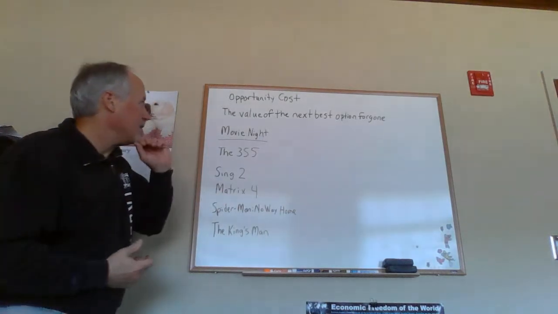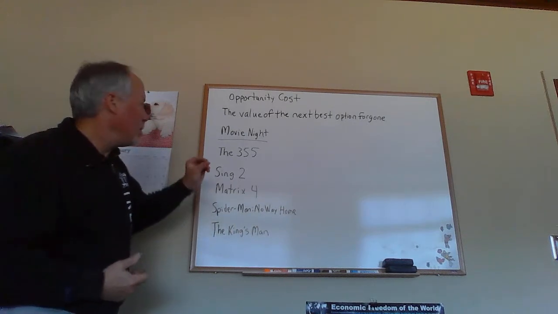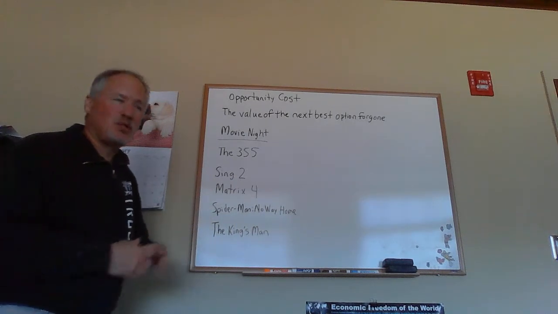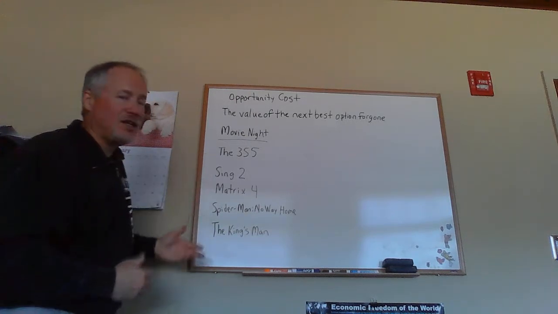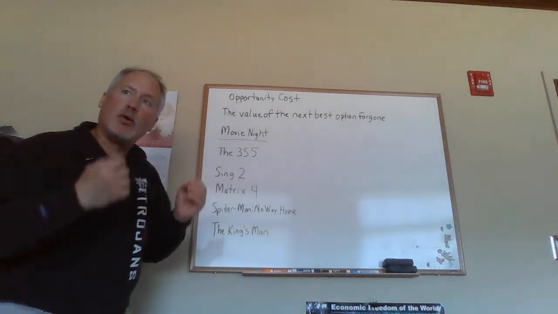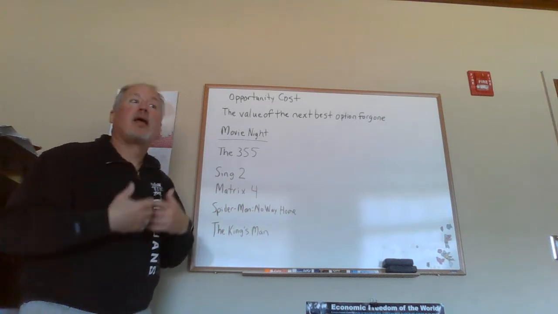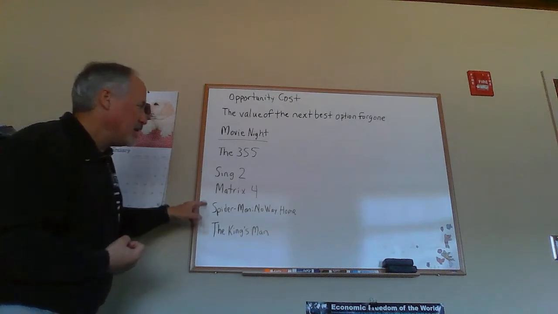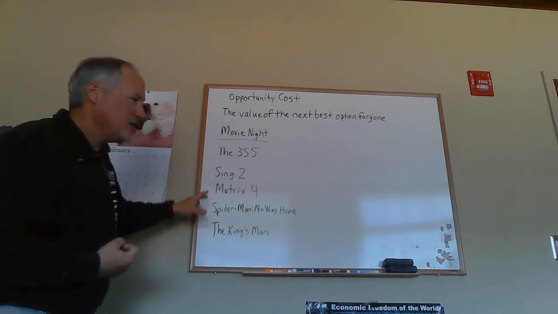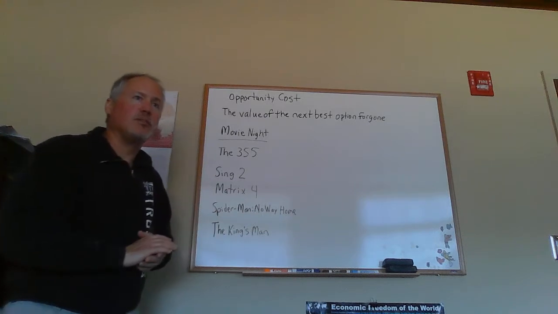So when we say the value of the next best option that's foregone, well, if you choose to go see Spider-Man: No Way Home, then you're choosing not to spend those 2 hours seeing any of these other movies. We live in a world of scarcity where we can't get everything we want, and there are also alternatives. Given that you're going to spend $10 and see one of these movies, what you've really given up is the opportunity to see one of the other movies.